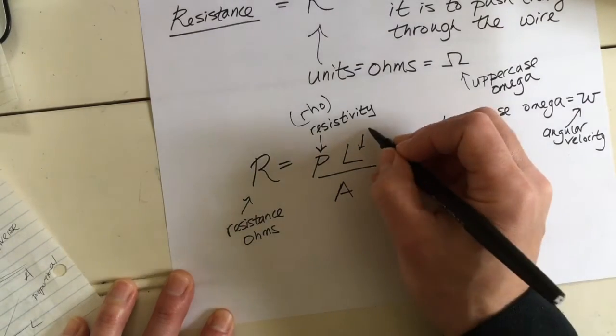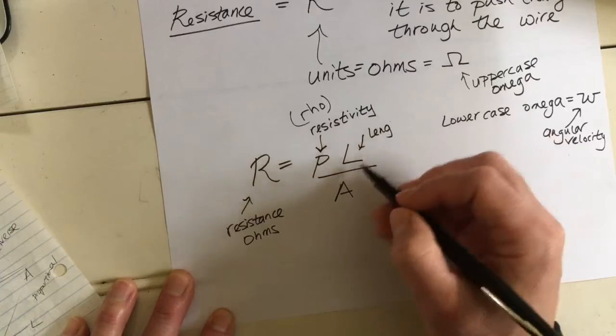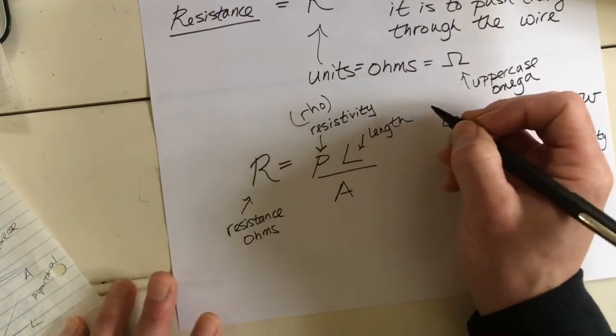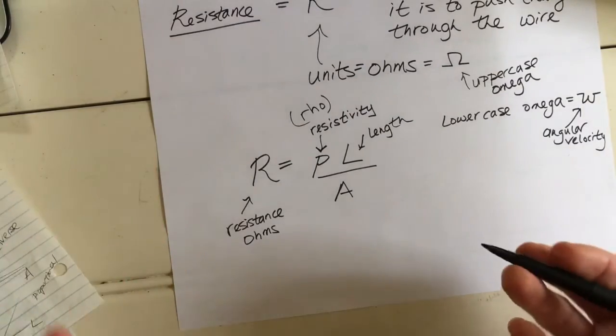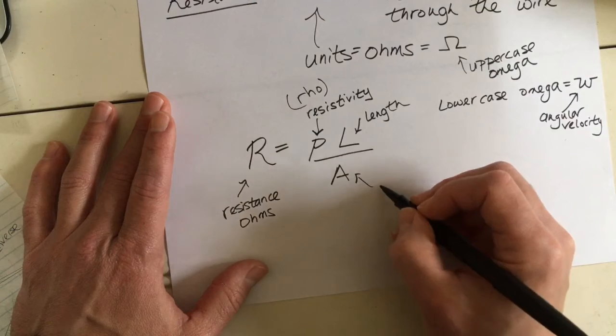It times the length of the wire. I should really just say the length of the resistor, right? Because it might not be a wire. It could be something else. So times the length divided by the area.